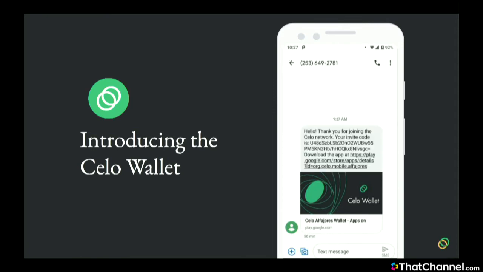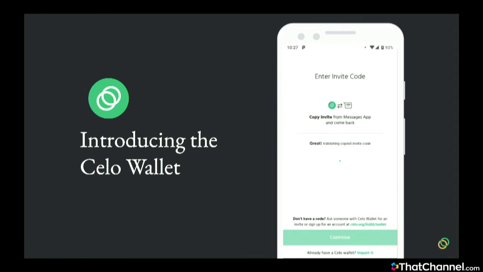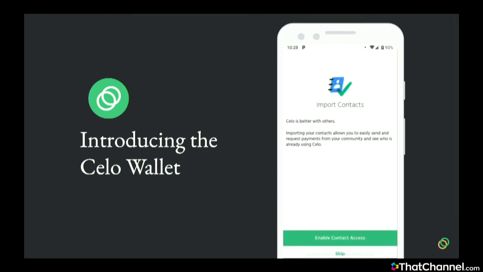So in order to verify, you need to pay for gas for the verification operations. But there's money waiting for you that you can only get if you verify. And so how do you reconcile this chicken and egg problem? The solution is the invite code.